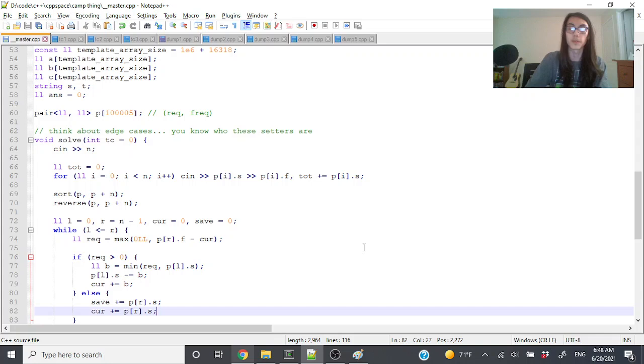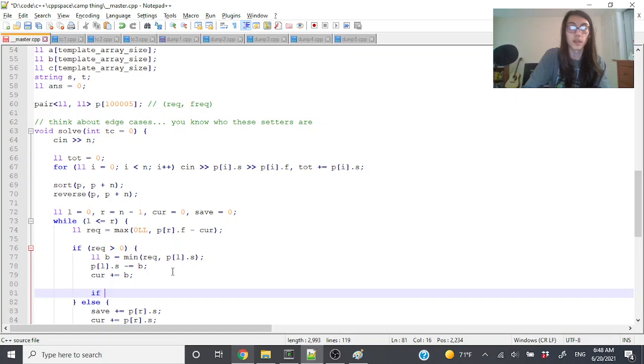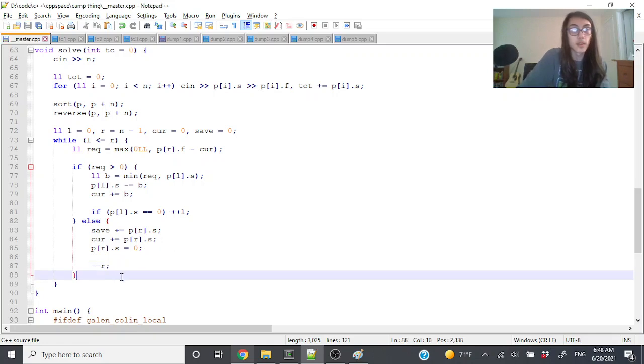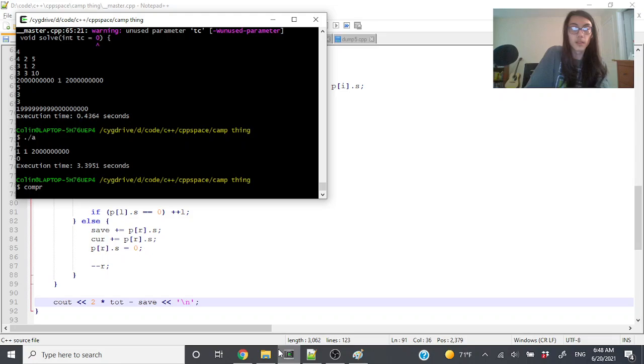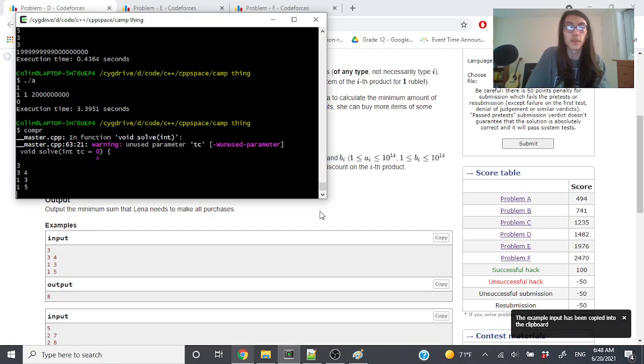cur plus equals PR.second. So this is buying all from the cheapest item. And then PR.second is equal to 0. If PL.second is equal to 0, plus plus L. Minus R. Right, okay. Now cout 2 times total minus save. That should be it. The total price times 2 minus the amount we can save.